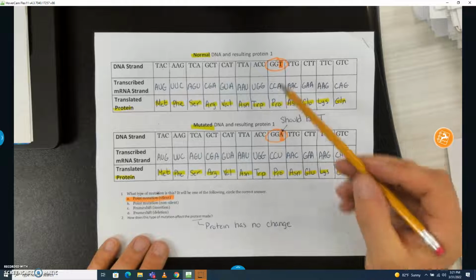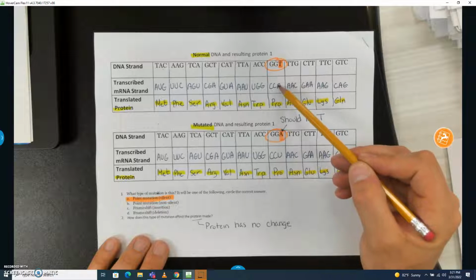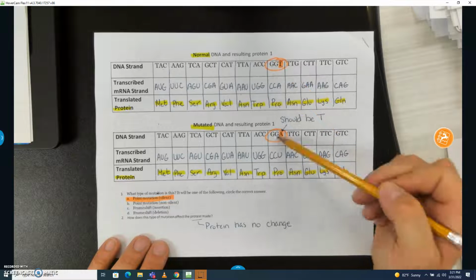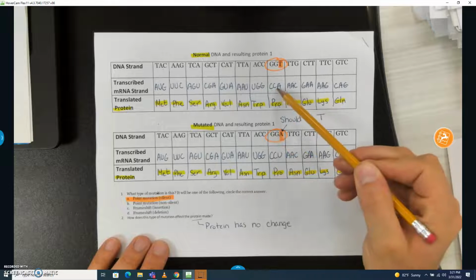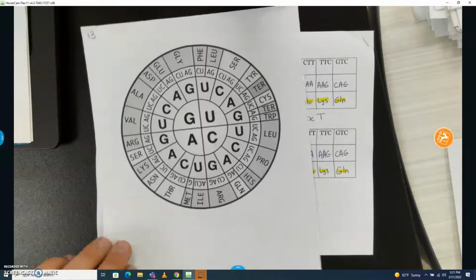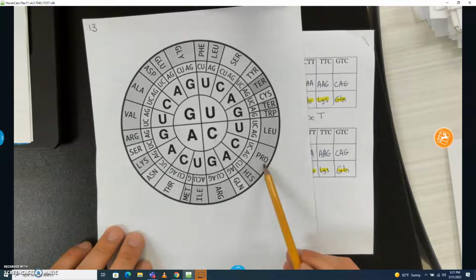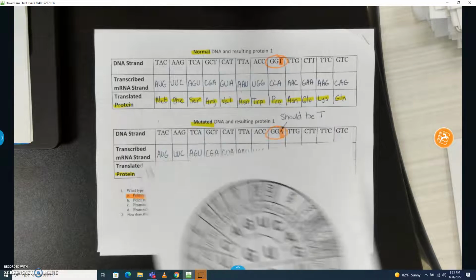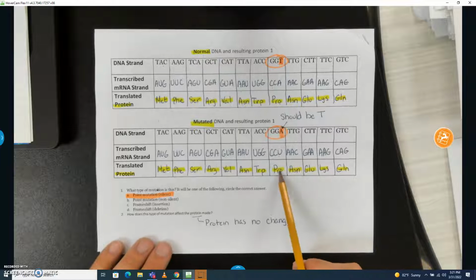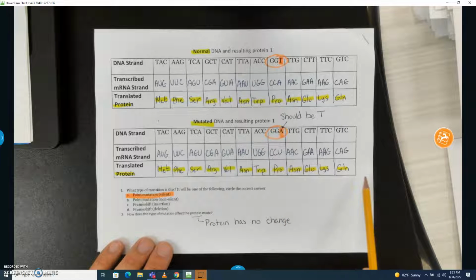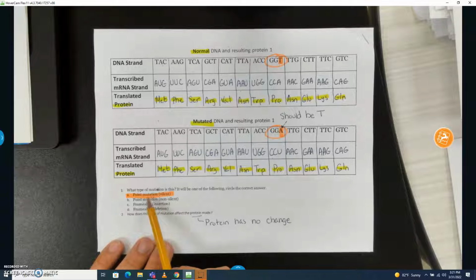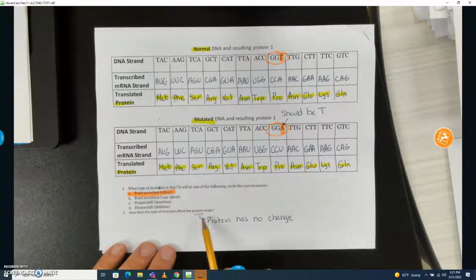This is because these RNA strands created from the DNA, CCU and CCA, both create the exact same amino acid. So that will result in no change in the protein itself. This is called a silent point mutation, and a silent point mutation is a mutation where the protein has no change.